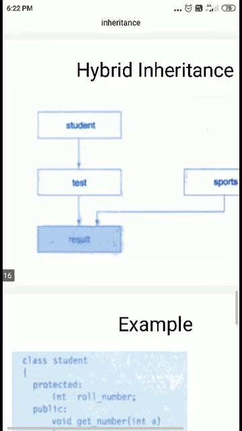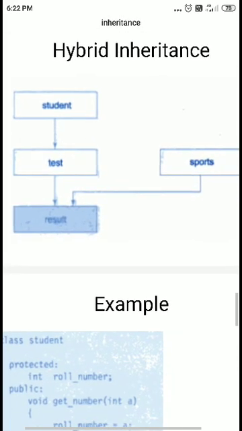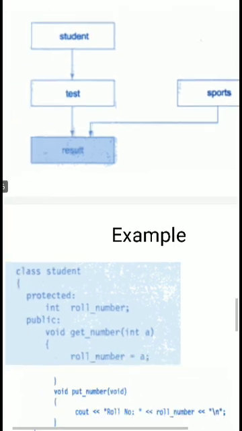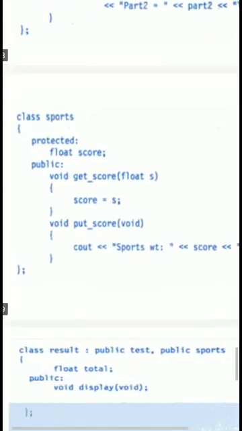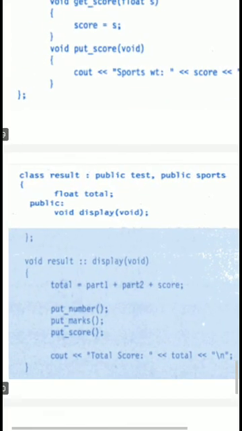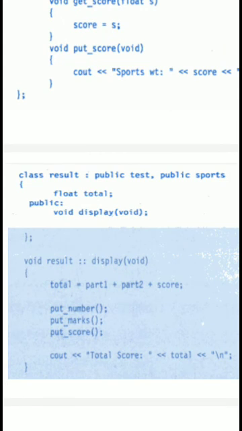And observe the last class, that is result. The result class is derived from two base classes, test and sports. So how will the definition of the result class be? Class result colon public test comma public sports. The meaning is we are deriving the class result using the two base classes, test and sports, and we are calculating the total marks here and displaying the total marks.